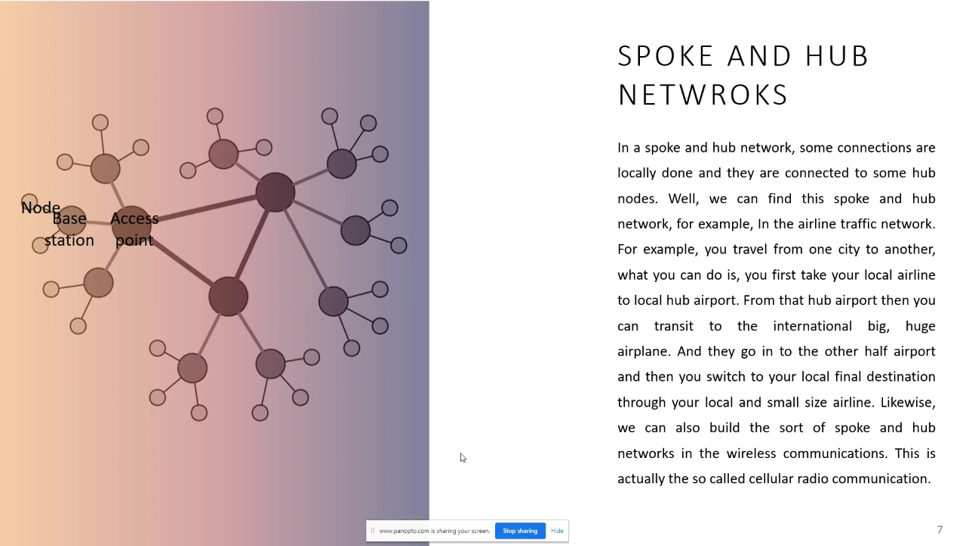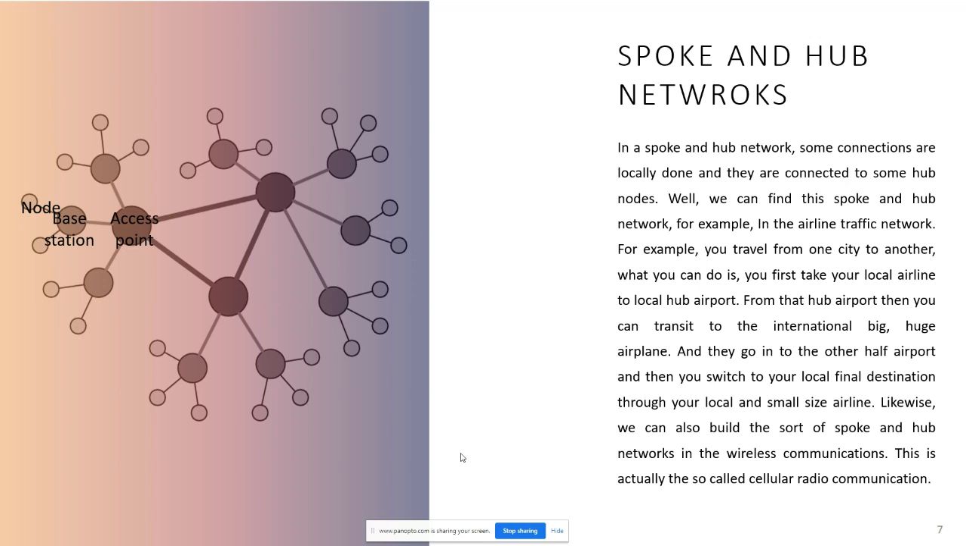So, from your local area, papunta doon sa mas, kumbaga international or yung bigger, bigger space or mas mataas na level nung iyong communication. So, yun yung pinaka-concept ng Spoke and Hub Network. So, this is actually the so-called cellular radio communication.